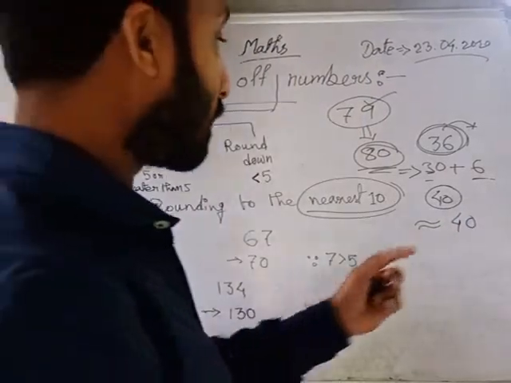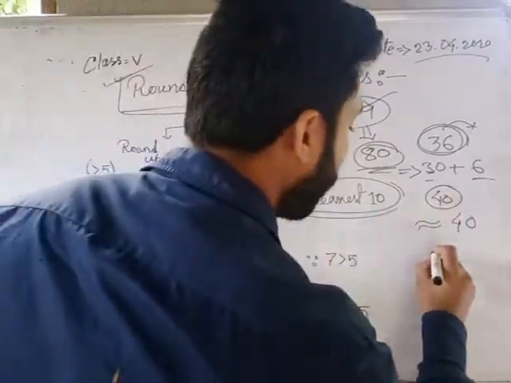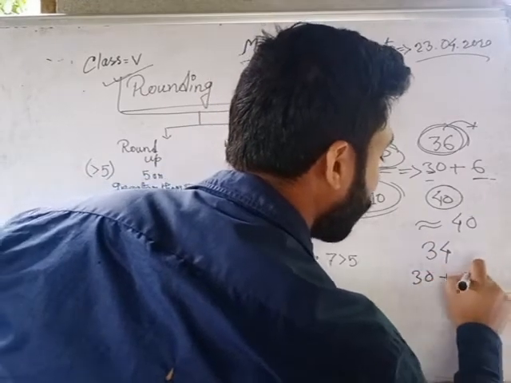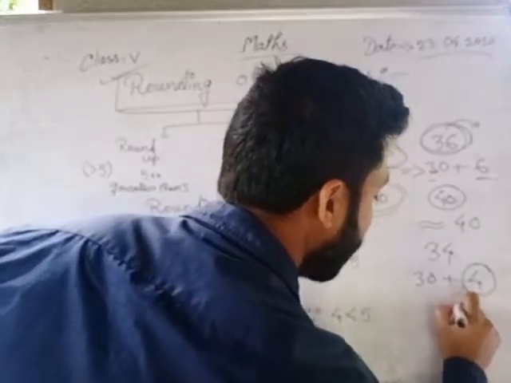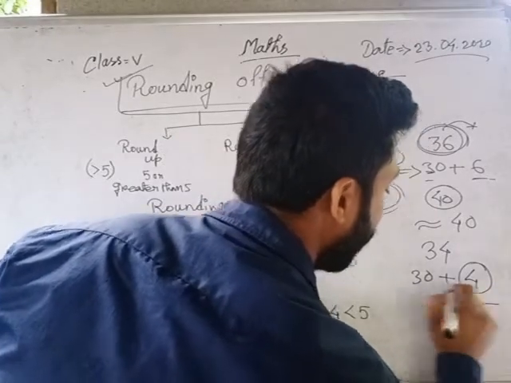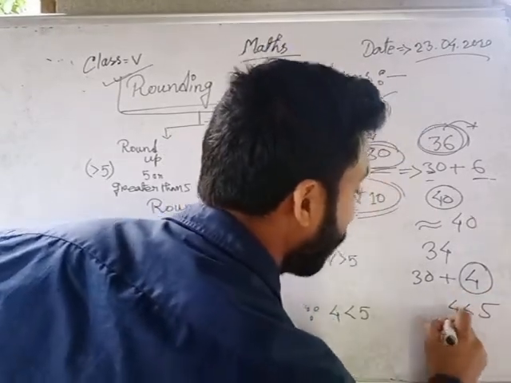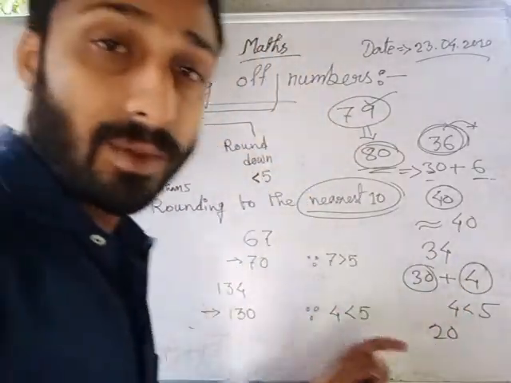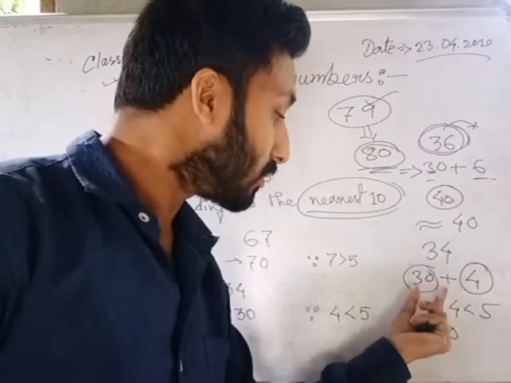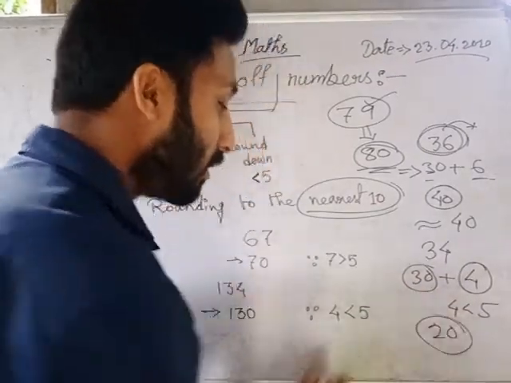Okay. If it is 34, then 30 plus 4. 4 is less than 5. That means it goes to the previous tens. Previous tens means 30 goes to 20. That's why we should write here 20.